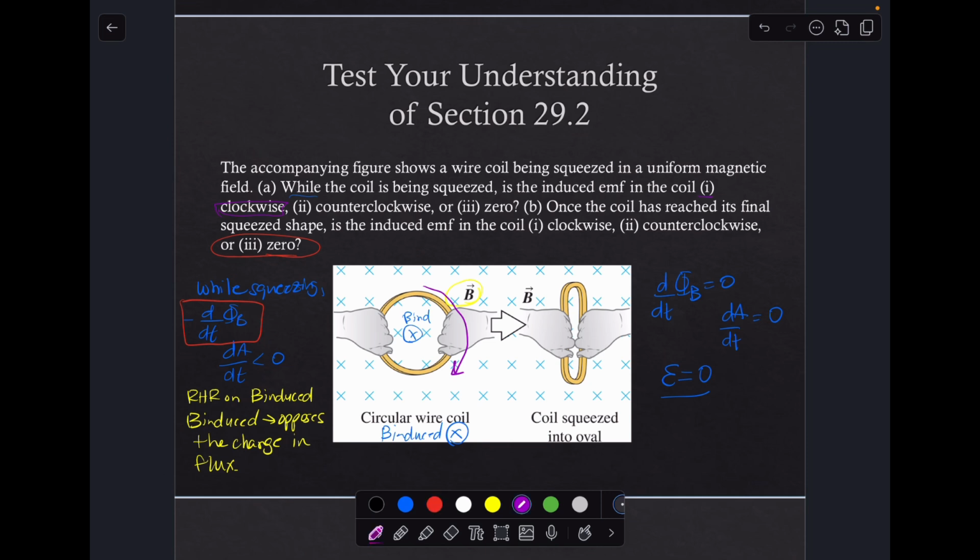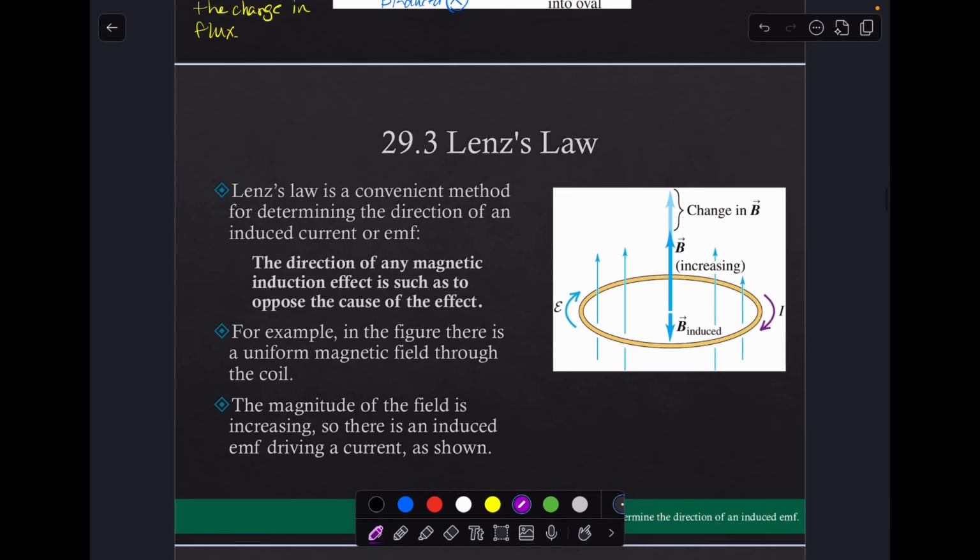And by the way, I don't know if I mentioned it last lecture, but epsilon and induced current are in the same direction. So that's a really good understanding.